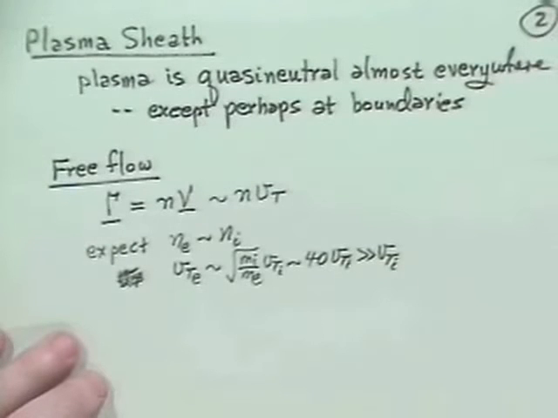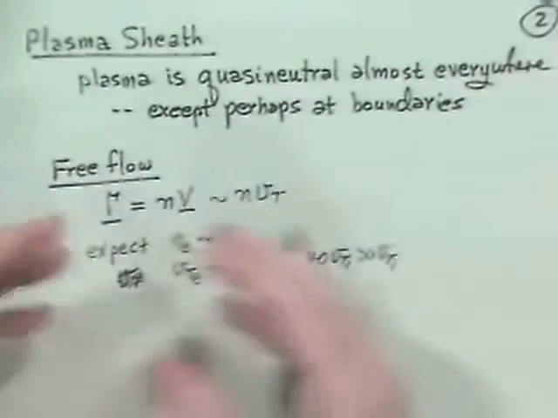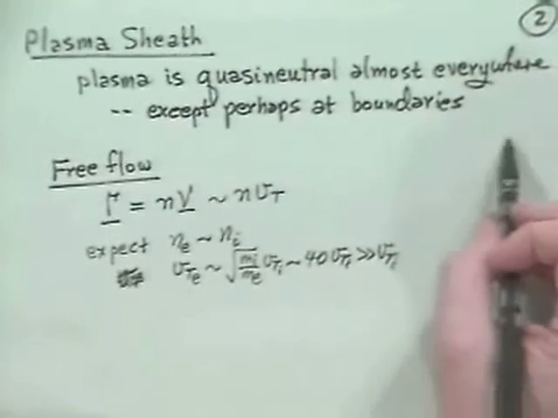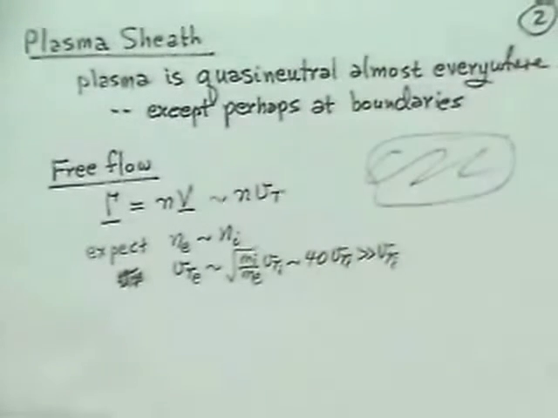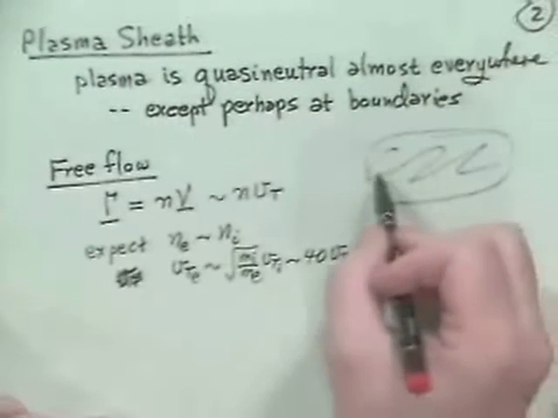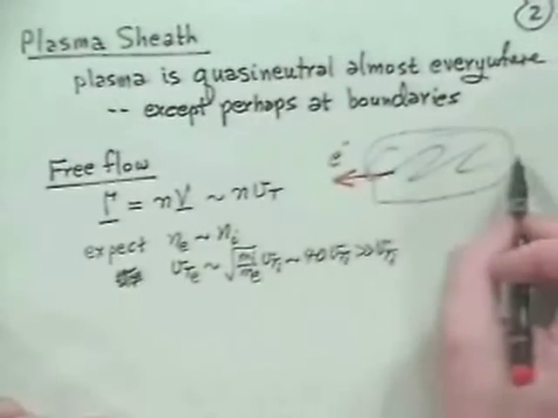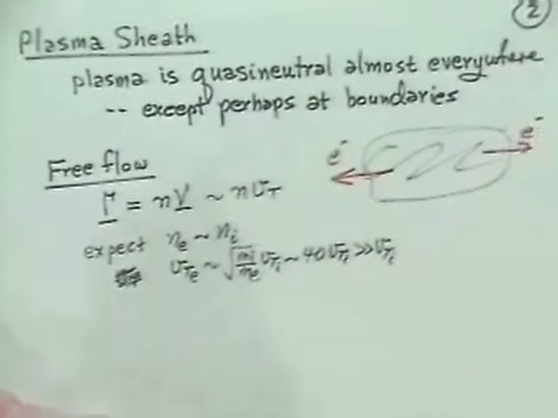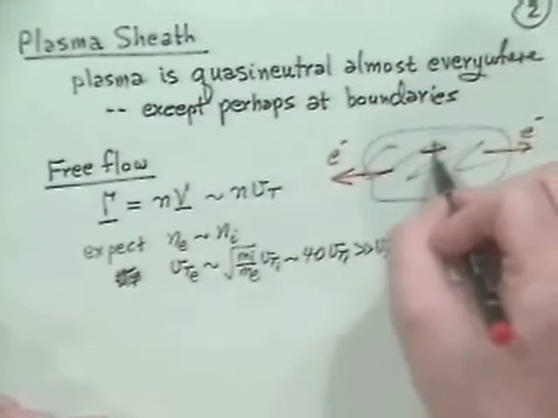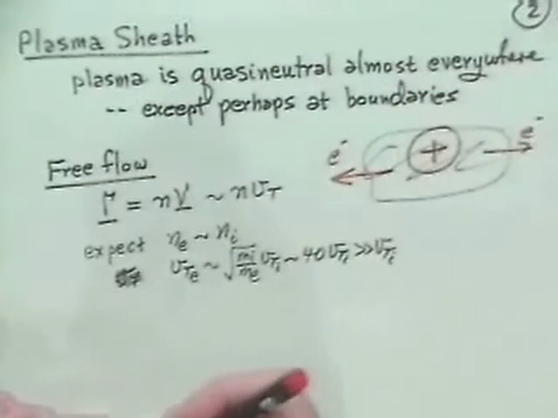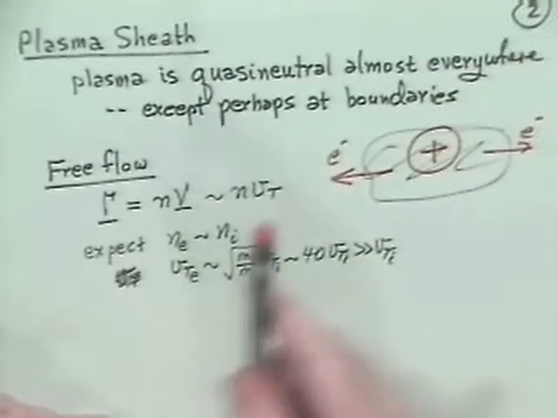So what this sort of means is that in the bulk of the plasma here, if we imagine we had some plasma, we start it up, and what happens? Well, the electrons all leave, right? Very fast, 40 times faster than the ions. But if they do, there's surely going to be a rather large positive charge build up because of that.